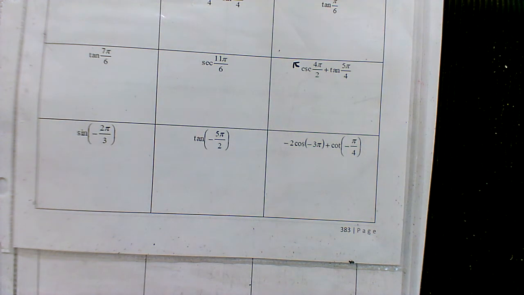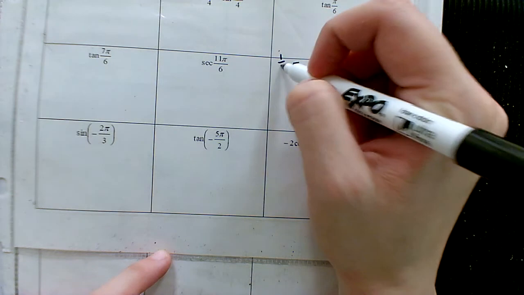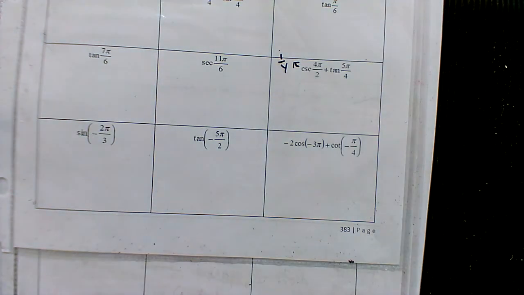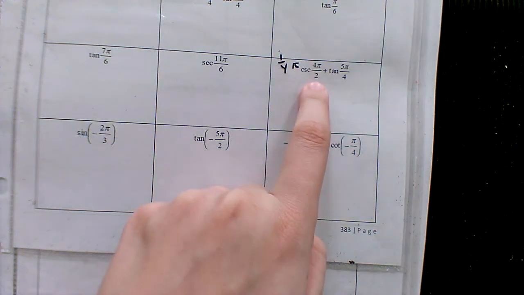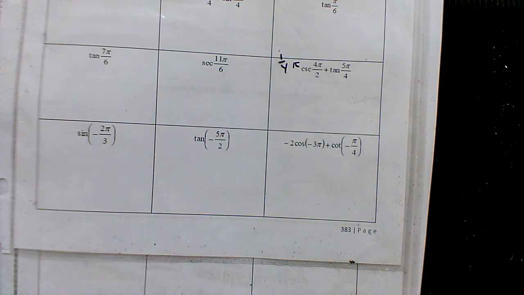Think about what cosecant is the reciprocal of. Maybe that would help you out. Yeah? Cosecant is related to y, okay, and it's the reciprocal of sine. So we would have 1 over y. So somehow we got to use the y-coordinate from the ordered pair on the unit circle. Let's go ahead and find the 4 pi over 2 spot on the unit circle.